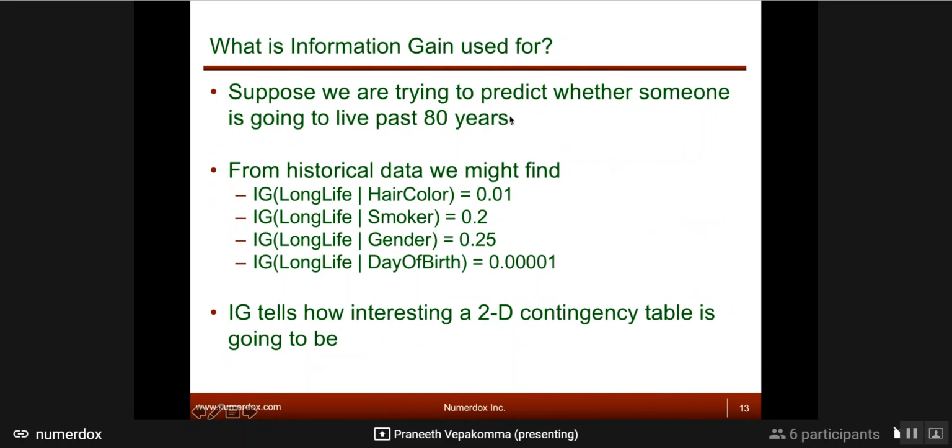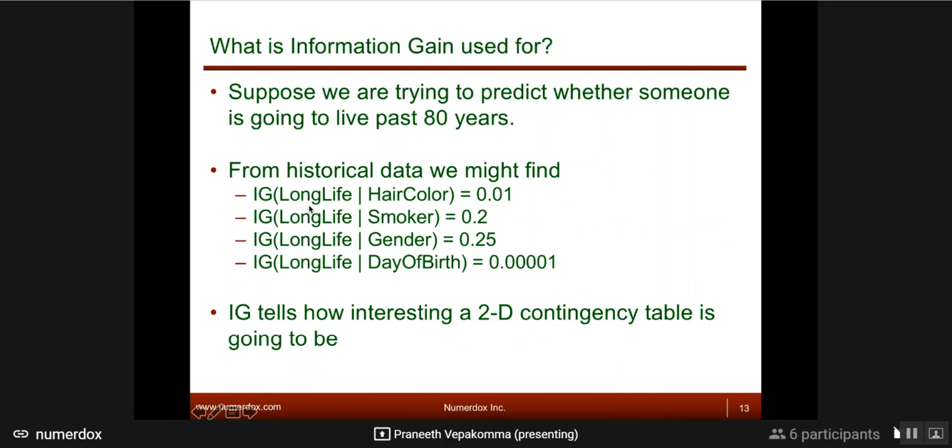So what is information gain used for? Some more examples. Suppose we are trying to predict whether someone is going to live past 80 years. Interesting, right? From historical data, we might find information. Now I'm giving new variables and seeing how much gain I'm getting. And what you're trying to predict is long life. Before we were thinking spam or no spam, now we're looking at whether long life or no long life, right? Assuming past 80 is considered long life.